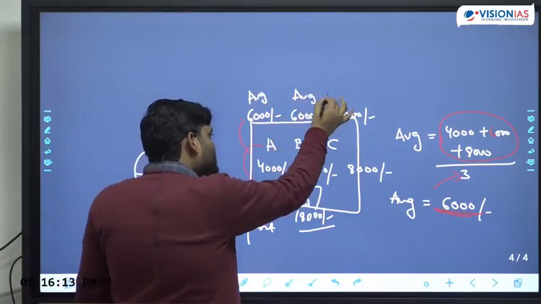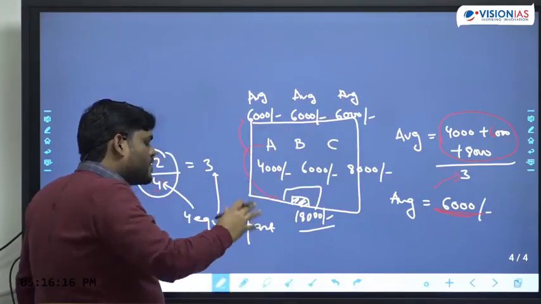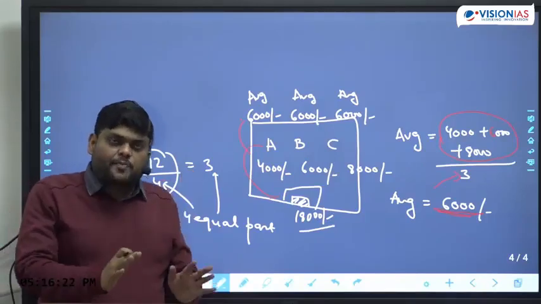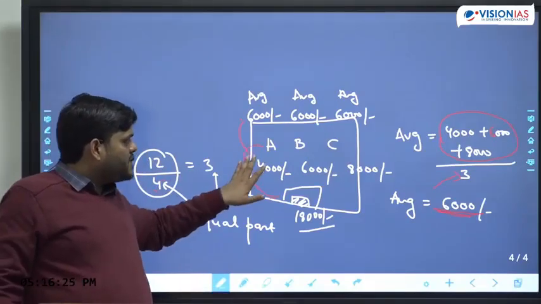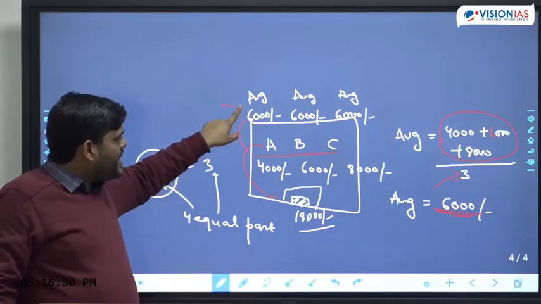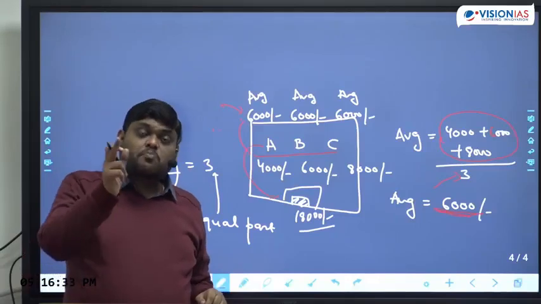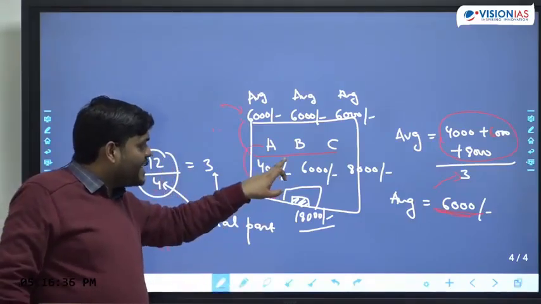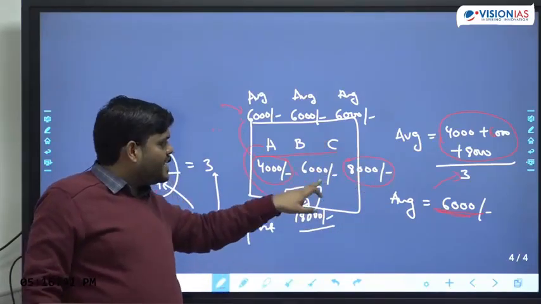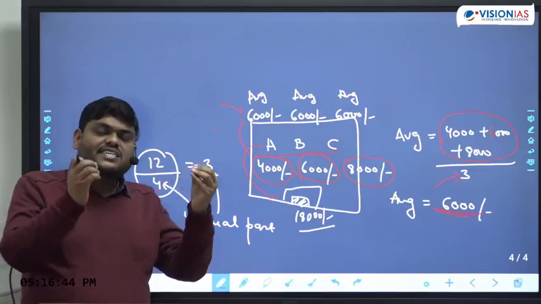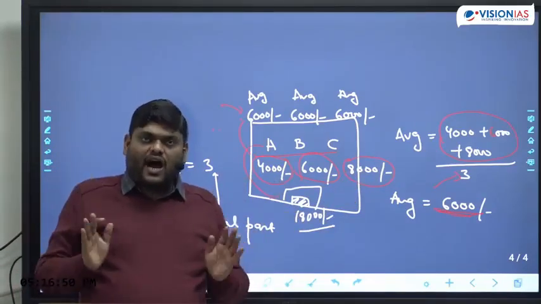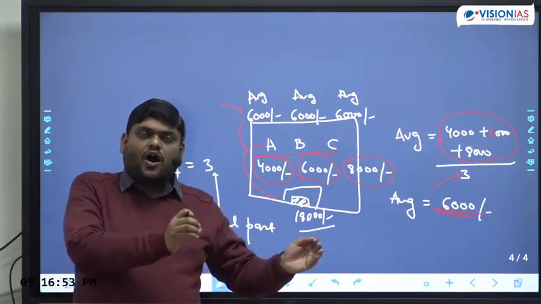Their average is 6,000. Now one very interesting thing you have to note here. What is that interesting thing? If the question is what is the average salary of ABC, we will say that the average salary of ABC is 6,000. But it is possible that somebody is earning less than average, somebody is earning more than average, and somebody is earning equal to the average. But that doesn't matter. Average means adding everything and dividing equally. Are you getting my point or not?